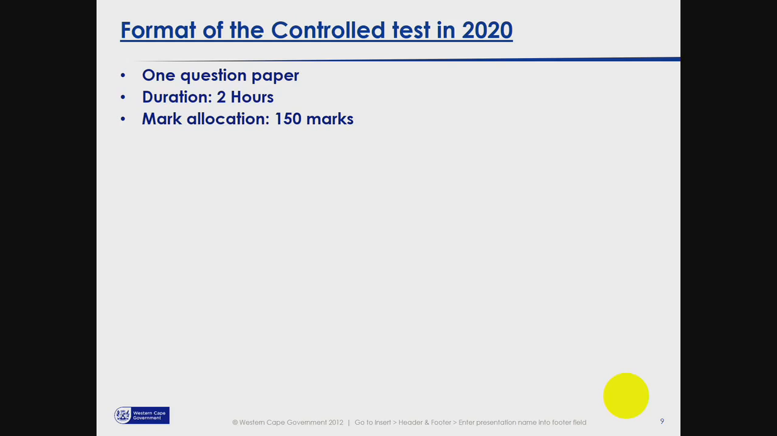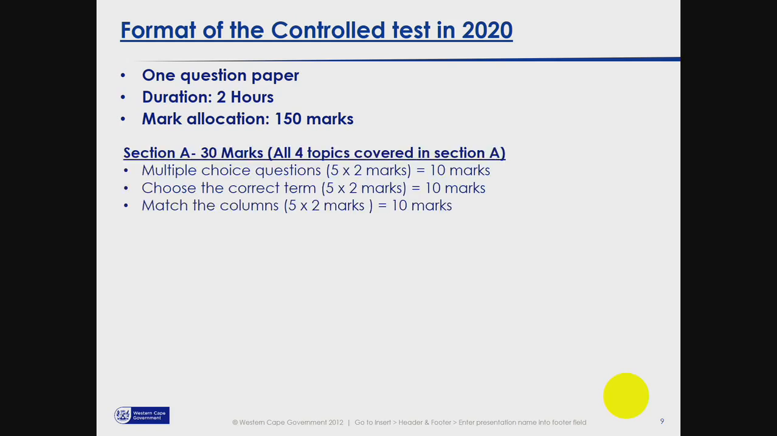So this will be 1 question paper, so you will no longer have 2 assessments. It's going to be 1 question paper, and it's going to be a control test, not an exam. Okay, the duration of the paper is going to be 2 hours, and it's going to be worth 150 marks.